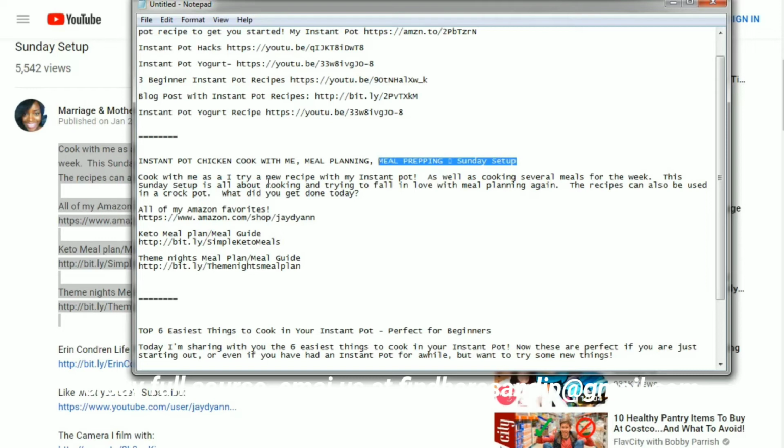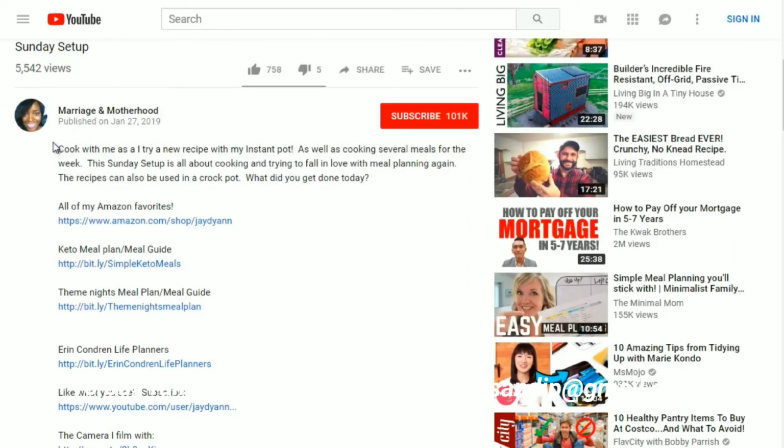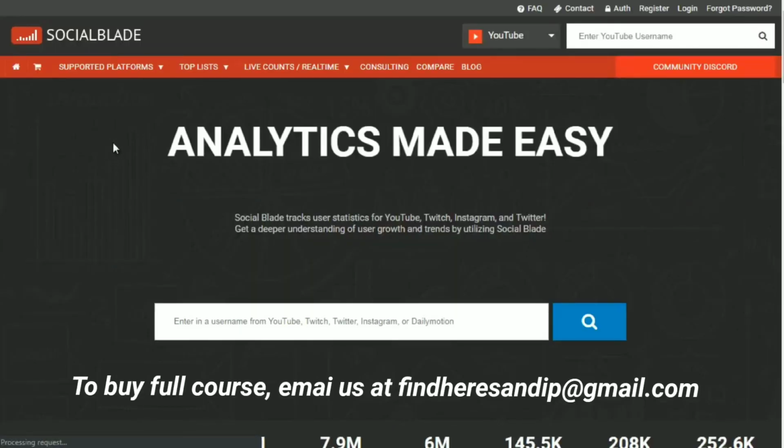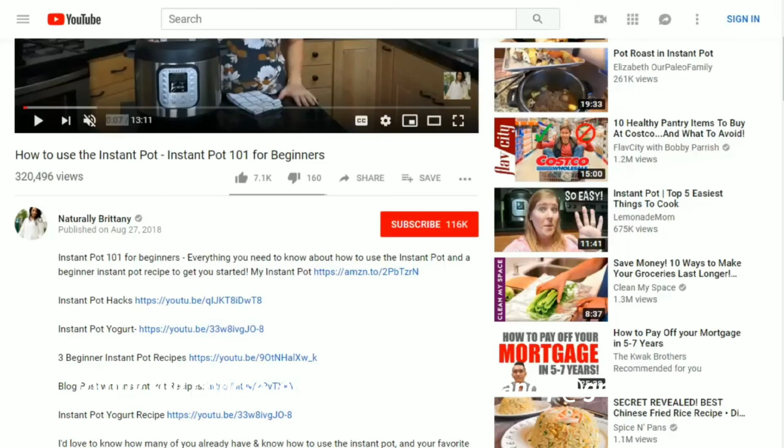Now, you can do some deeper dive competitive research using specific tools. And one specific tool is called Social Blade. That's socialblade.com, as you can see here. I like to use this to get a better idea of the YouTube channel as a whole. Because what you're trying to figure out is, did this person rank because their channel as a whole has a lot of traffic? Or did this person rank simply because of the titles and the description? There are many factors involved, but let's take a look at Naturally Brittany. Let's go ahead and copy this.